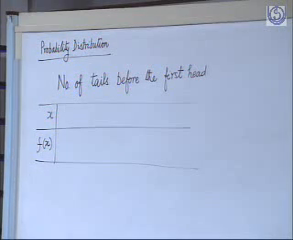Now how many values x can take? Like in the first example, x could take 6 values. In the second example, x could take 4 values. Here, how many values can x take?